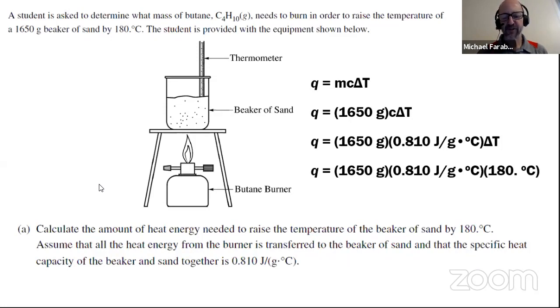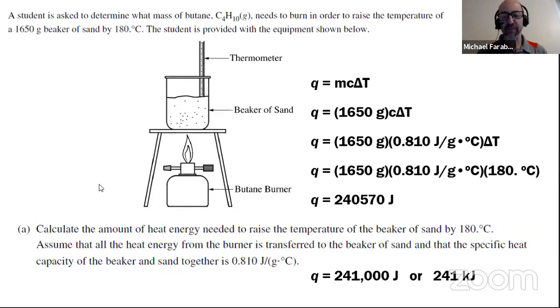So now all we have to do is multiply these 3 values together. The grams will cancel out, the degrees Celsius will cancel out, and we get our answer in joules. If you have done this on your calculator, then you should have gotten 240,570. I'm going to round this off based on the measurements that I'm given to 3 significant figures. So you could either report this as 241,000 joules, or you could say 241 kilojoules. Either one of those would be acceptable.